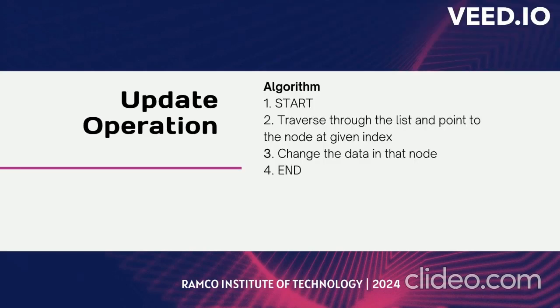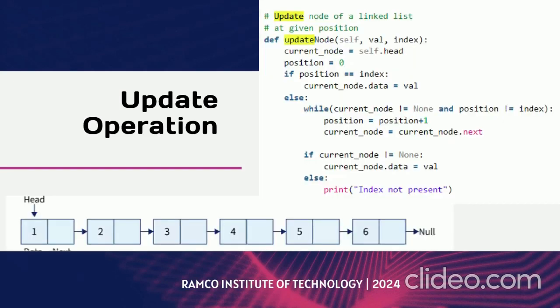Update operation, it is almost similar to deletion from the middle position. We have to traverse through the list and point to the index specified by the user and change the data in that node. So this is the code for the update operation.